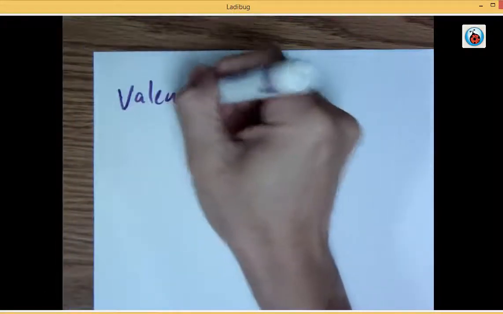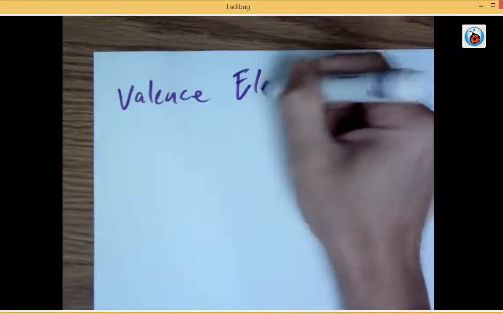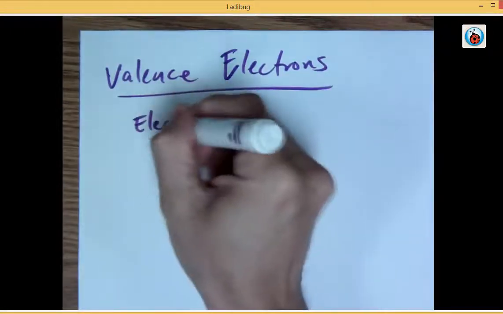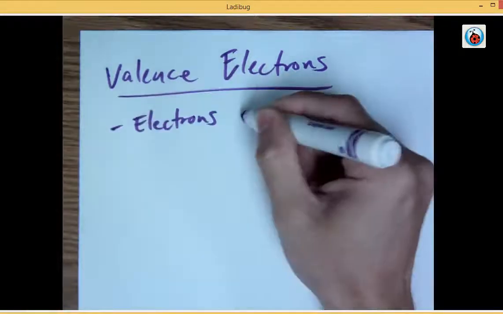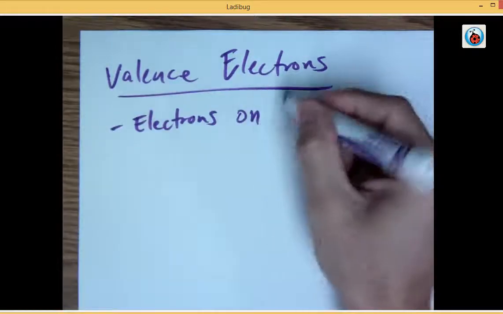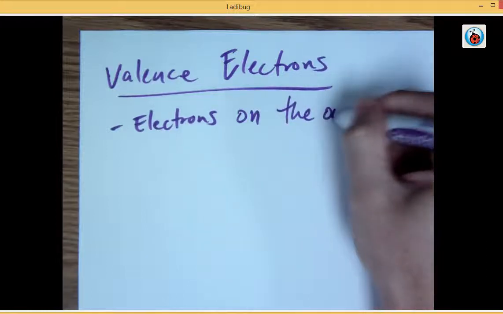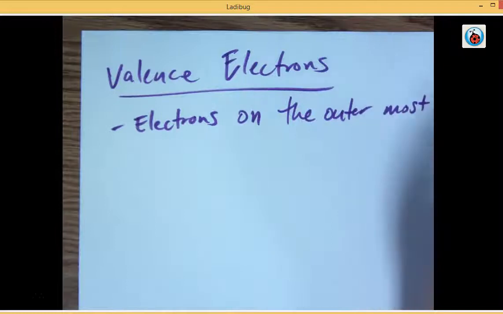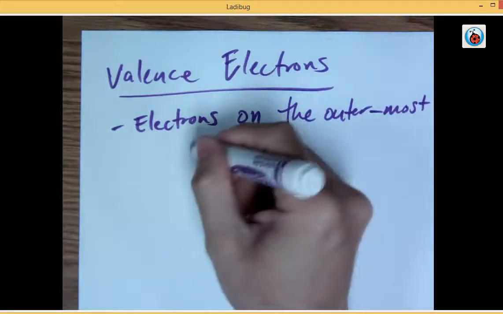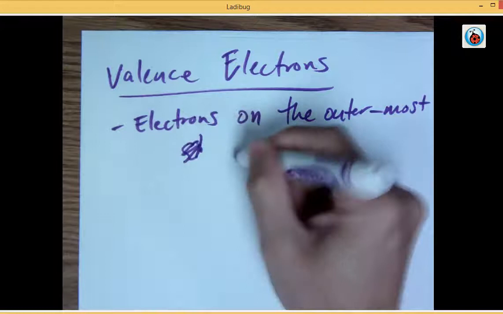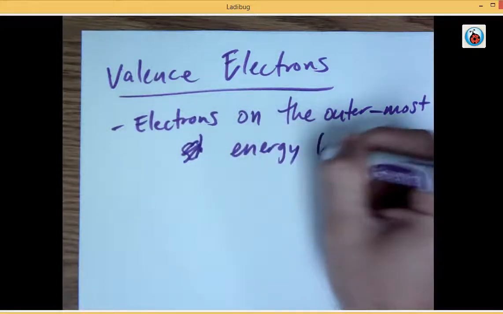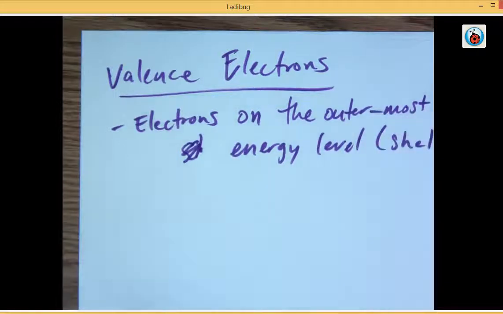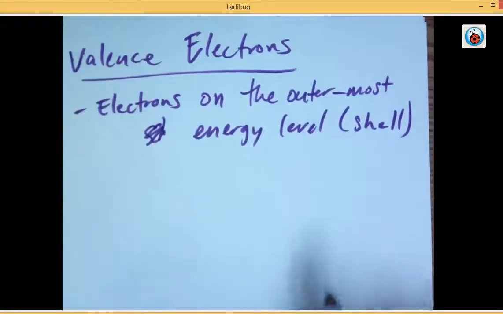Let me write this down. Valence electrons are electrons commonly known as electrons on the outermost shell, or more precisely the outermost energy level. Electrons on the outermost shell.